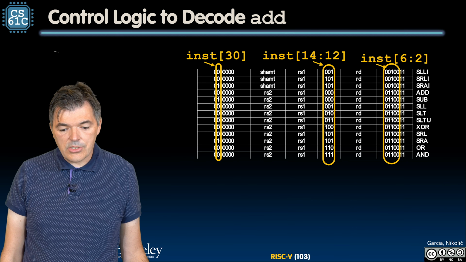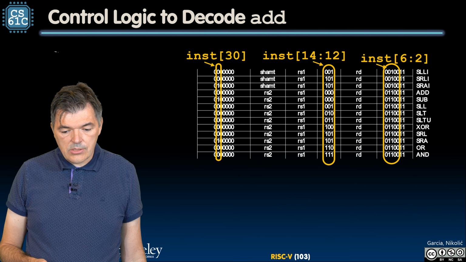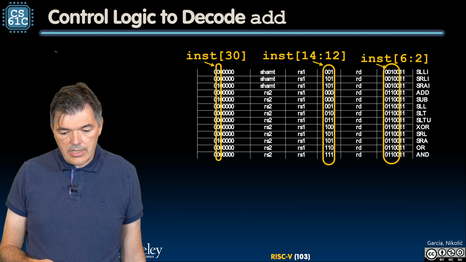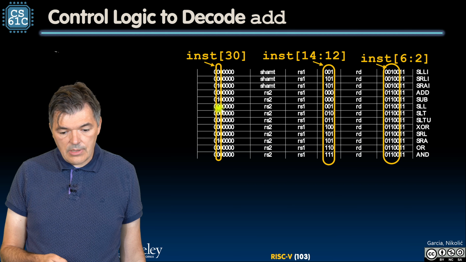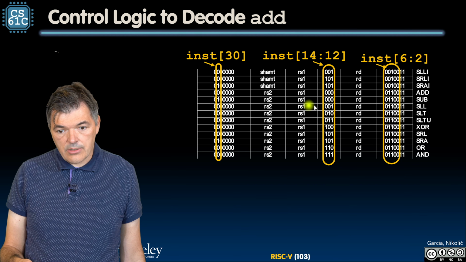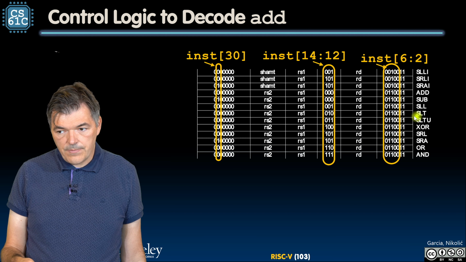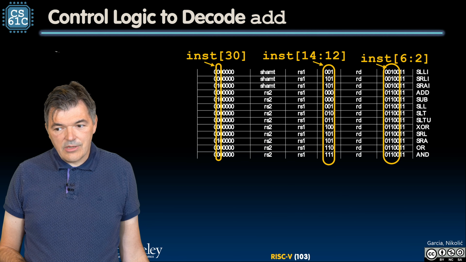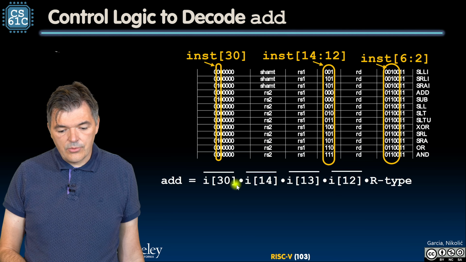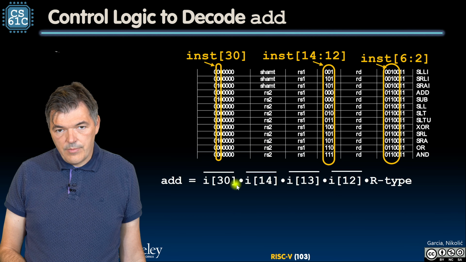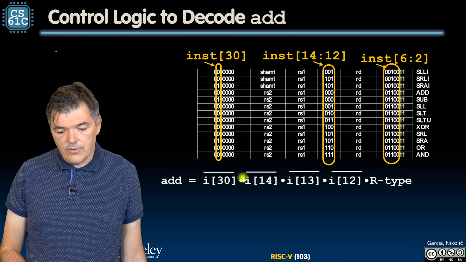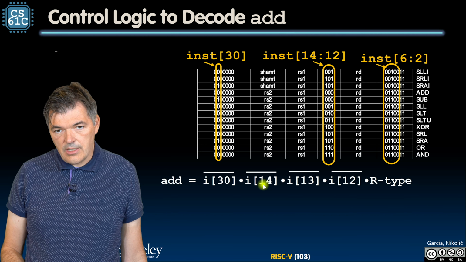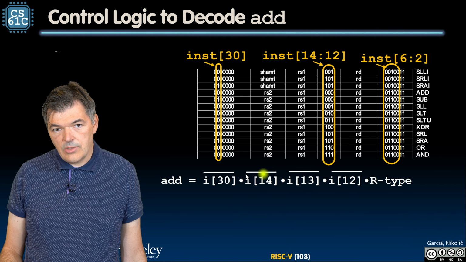Let's design the decode logic for add. So add is just one line in this truth table that has our 9 bits. Here is our add. So what we would do to decode that we are executing an add? Well, we would just write down the expression that it is equal to I30 instruction bit being false, I14 is false, I13 is false, I12 is false, all of them are zeros, and then we need to AND this with an R-type instruction.